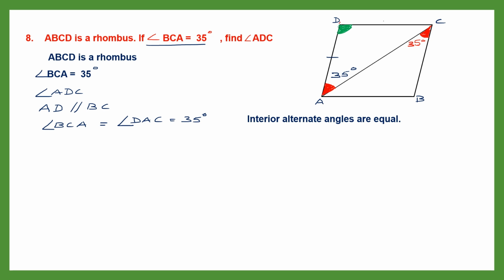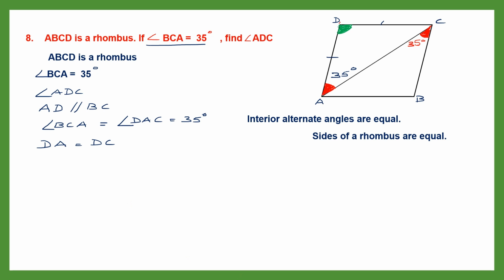So these two sides are equal. So let's write that DA is equal to DC. And what is the reason? Sides of a rhombus are equal. And when sides are equal, the opposite angles also will be equal. That means the base angle. So this angle and this angle are the base angles. So the base angles also will be equal.